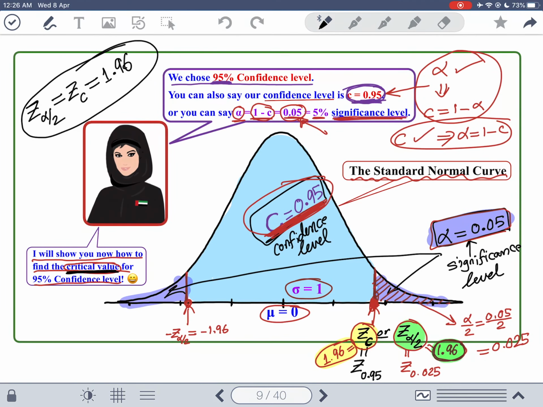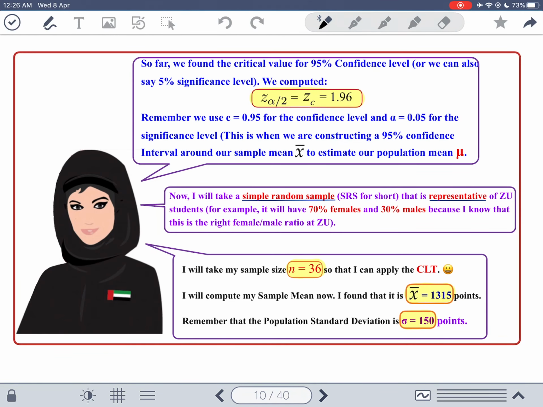Okay, so now that we know this, how would she continue? Now pay attention to her carefully. She's almost done. Maybe another 5 minutes and she will reveal to you how we are going to estimate our population mean score on the MSAT using a sample statistic, so using the sample mean. Now she's telling you, so far we found the critical value for the 95% confidence level, or we can also say 5% significance level, and we computed it and it's here.